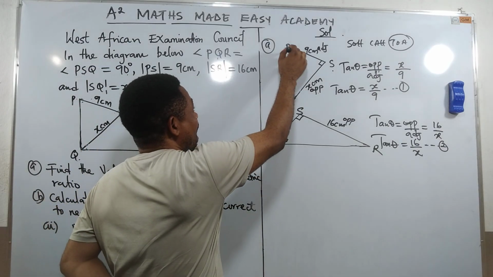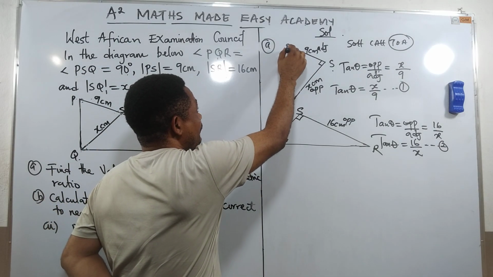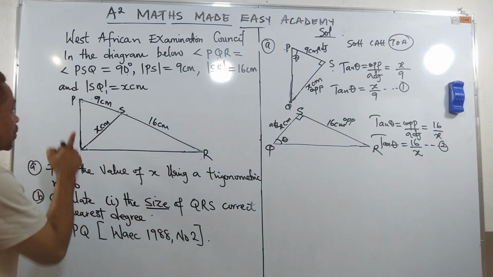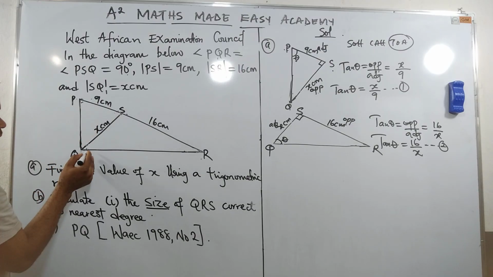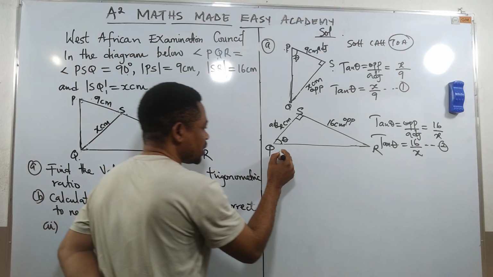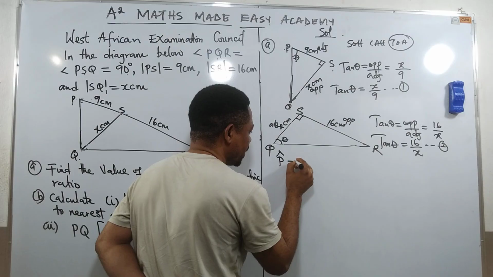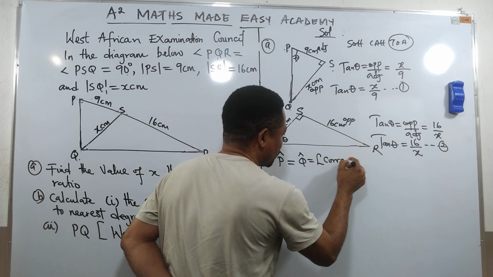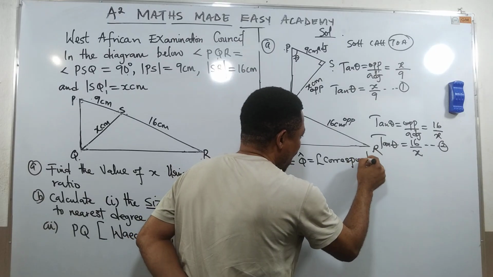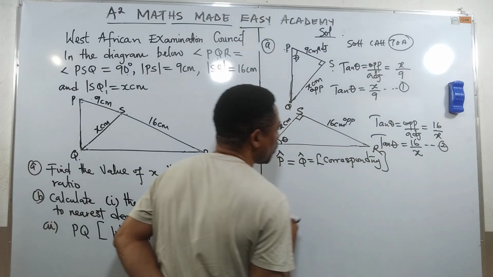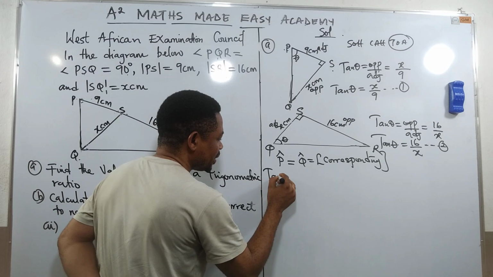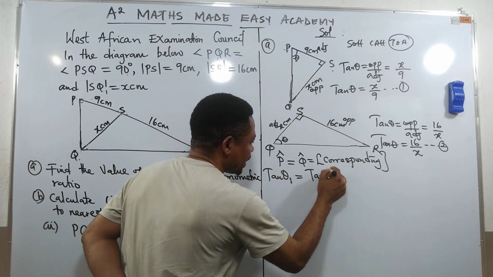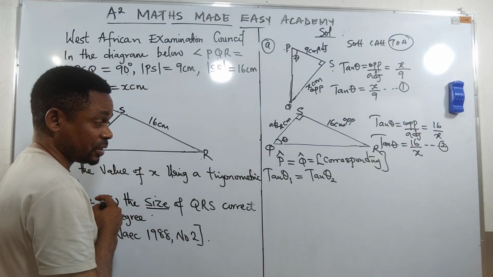What am I trying to say here? This angle P and angle Q are corresponding angles. Look at it, this is this and this is this. Since angle P is the same thing as angle Q, and they are corresponding angles, they are equal. So we now combine tan theta in equation 1 to be equal to tan theta in equation 2. They are the same.